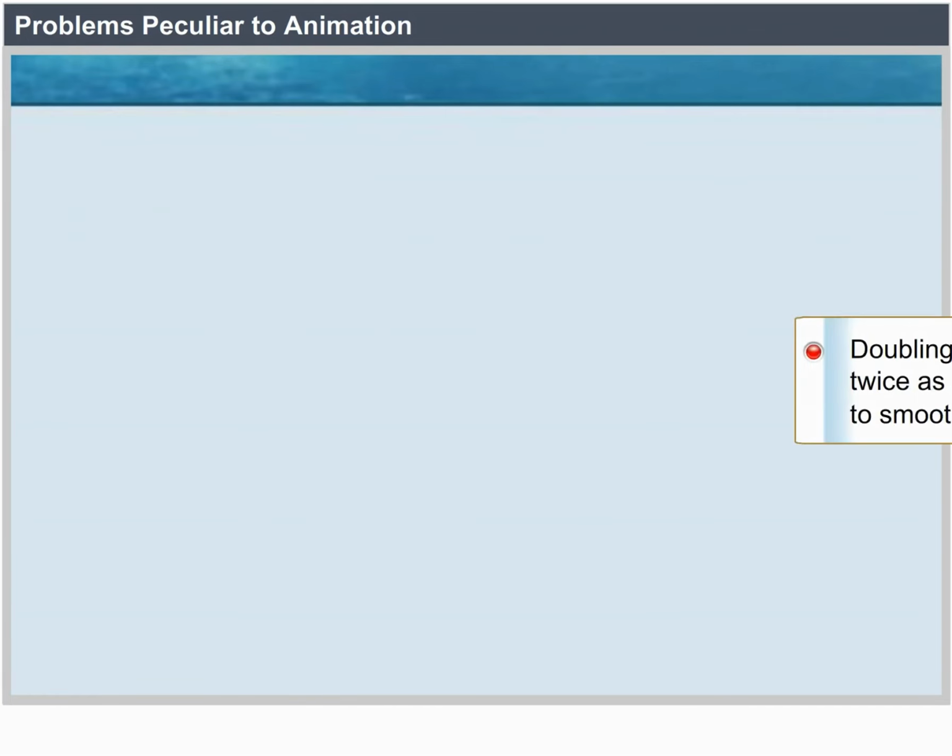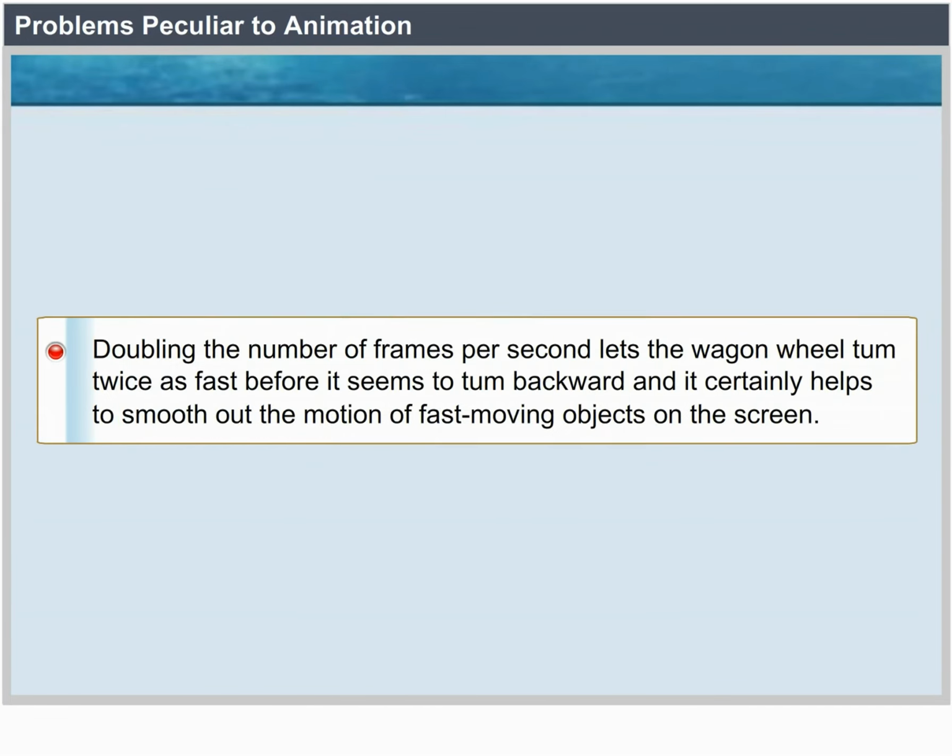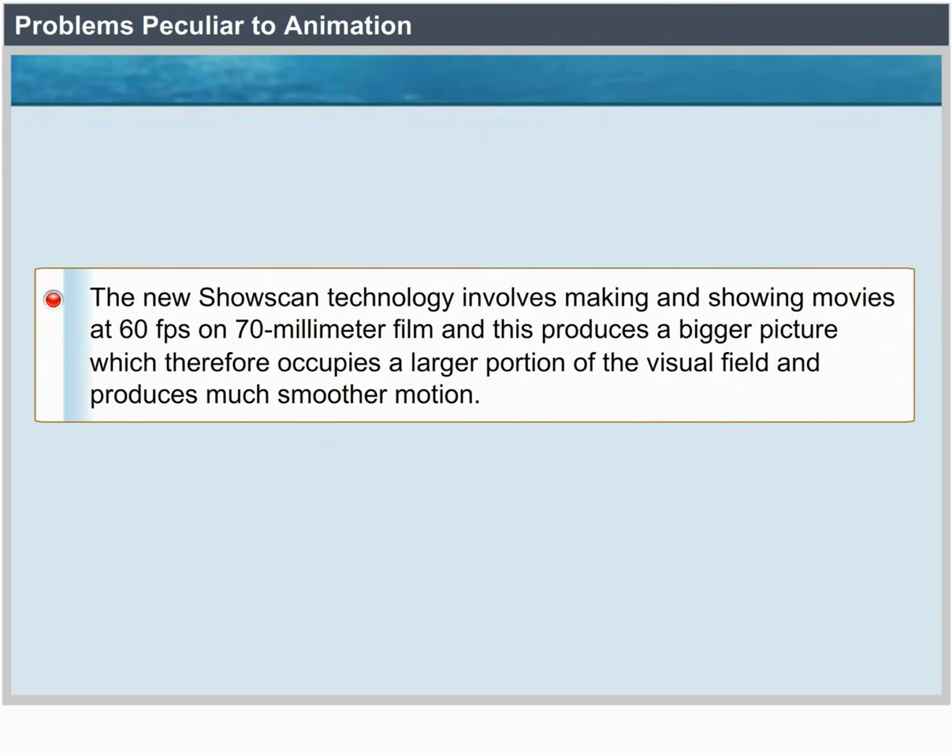Doubling the number of frames per second lets the wagon wheel turn twice as fast before it seems to turn backward, and it certainly helps to smooth out the motion of fast-moving objects on the screen. The new Showscan technology involves making and showing movies at 60 fps on a 70mm film. This produces a bigger picture, which therefore occupies a larger portion of the visual field and produces much smoother motion.